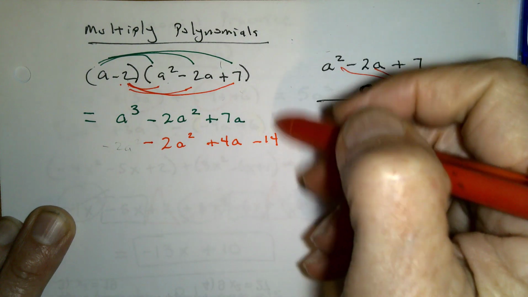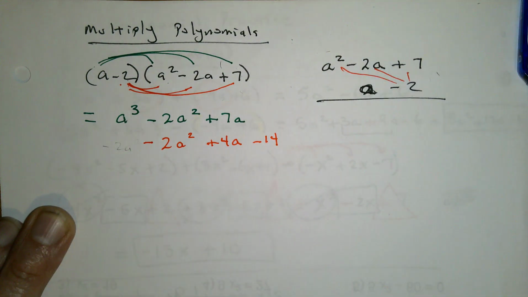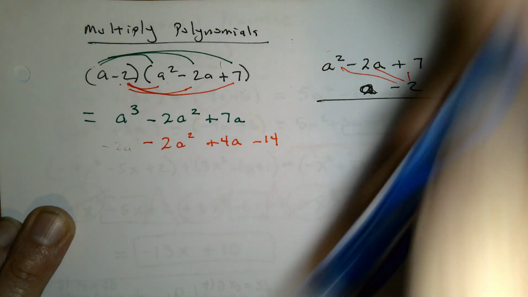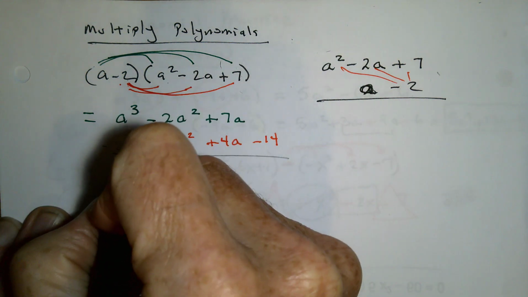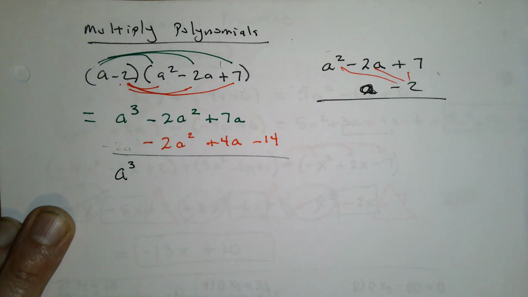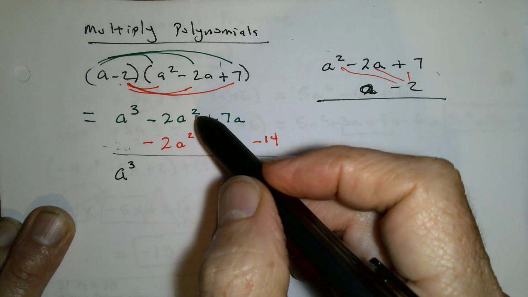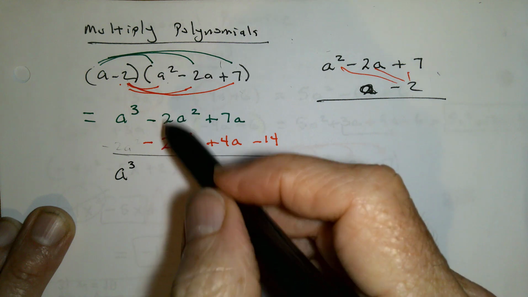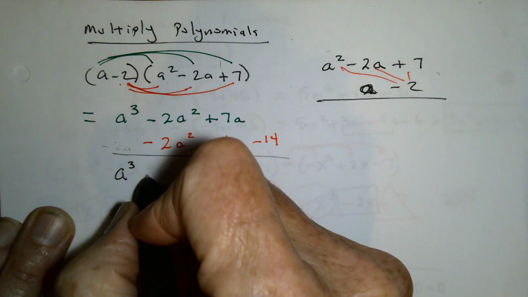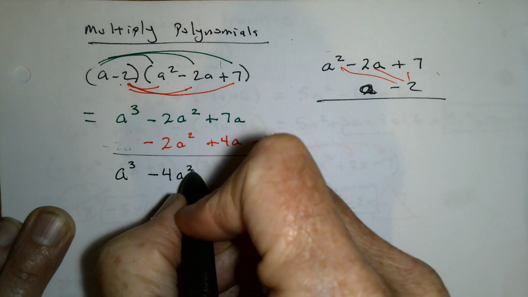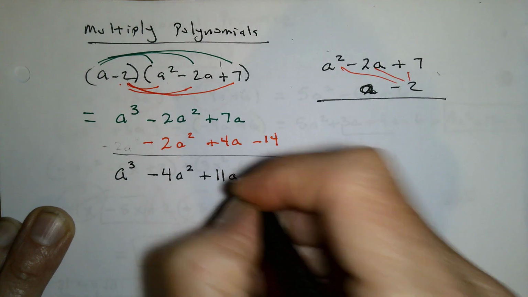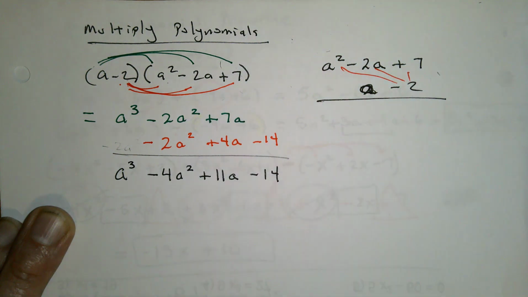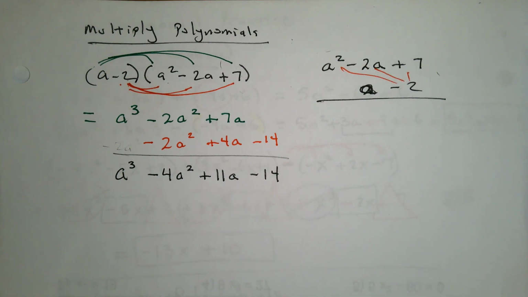And it doesn't have any like terms to add up with, nor does the a cubed have any like terms to add up with. But we can now combine and simplify all of these terms. So a cubed has nothing like it, so it's left alone. The minus 2a squared and the minus 2a squared, they're both negative. Debt, and debt is a bigger debt, 4a squared. 7a and 4a is plus 11a minus 14. There is the multiplied answer.